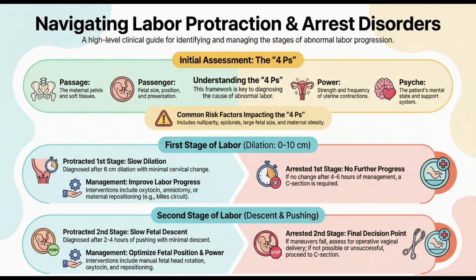So what are the numbers? How long is too long? It depends on parity. For a nulliparous patient, a first-timer, a prolonged latent phase is defined as going on for more than 20 hours. 20 hours. Wow. And for a multiparous patient, someone who's delivered before, that threshold is more than 14 hours. Nearly a full day for a first-time mother.